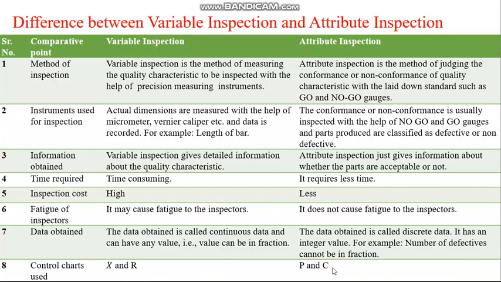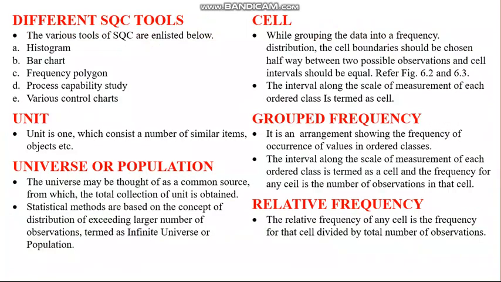Then the control charts we use: in case of variable inspection it is X bar chart and R chart, in case of attribute inspection it is P chart and C chart. Now what are these charts? We are going to study in detail afterwards. For the time being, just know that X bar R charts are used for variable inspection, and P and C type charts are used for attribute inspection. So these are the differences between variable inspection and attribute inspection.